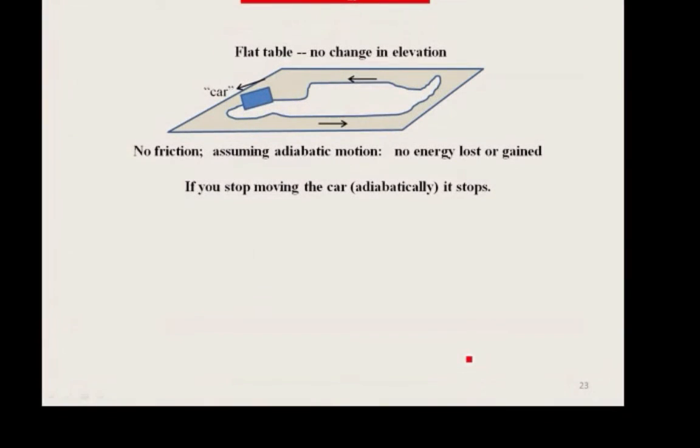I'd like to give you an analogy in terms of this EMF. So let's start with a flat table, and imagine that you take, let's say, a car, and you run it over a track or some path like this. You have no friction, and we're going to move it adiabatically, and I think you remember what that means. We have no acceleration. We're doing this very slowly. There's no energy lost or gained in the motion. If you stop the car, there's no change in the energy of this system because there's no energy lost. What we have here then is a system where there's no change in elevation. So that's equivalent to maintaining this thing at the same potential.